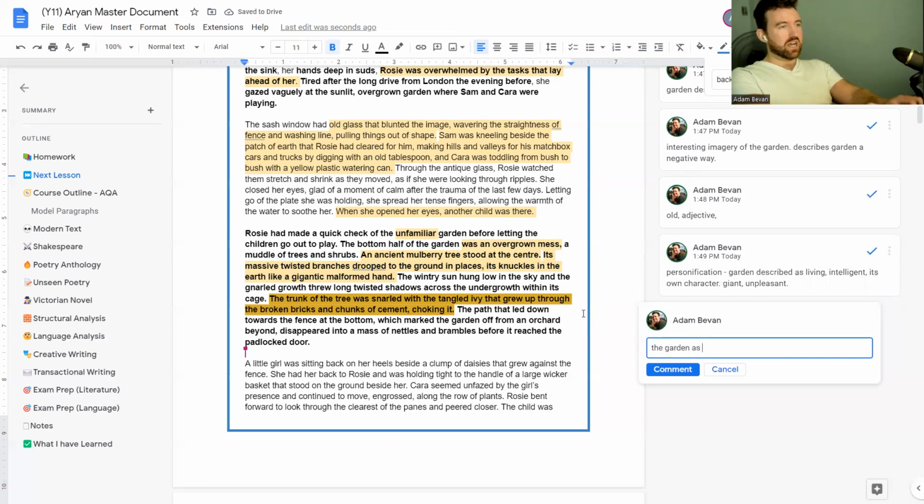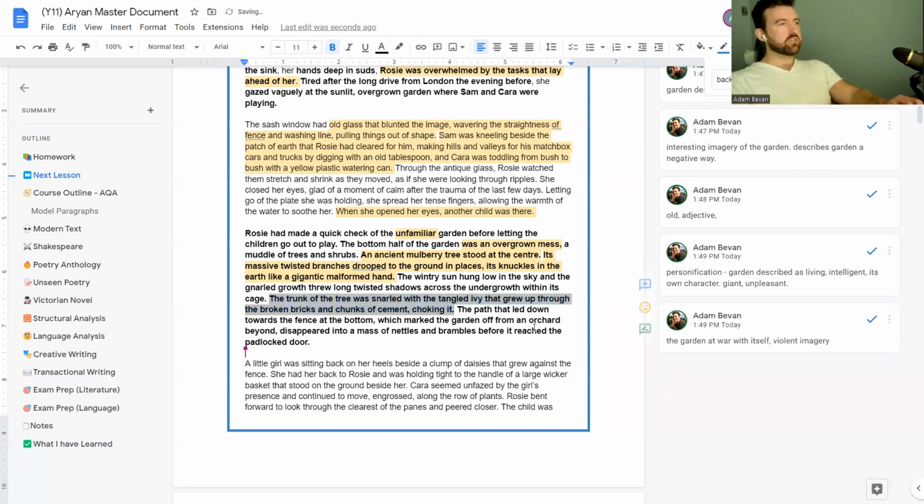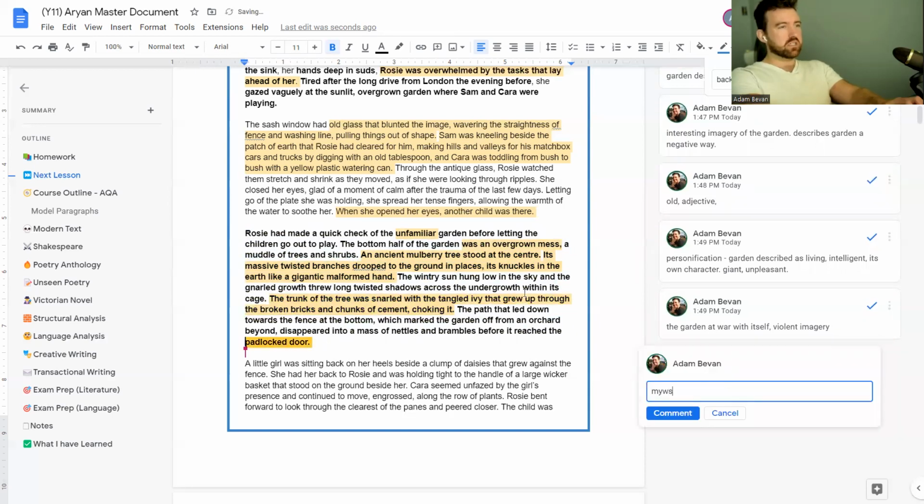The garden at war with itself. It's also very violent imagery as well. The path that led down towards the fence at the bottom, which marked the garden off from an orchard beyond, disappeared into a mass of nettles and brambles before it reached a padlocked door. So the padlocked door kind of symbolizes mystery and maybe even a prison, that sort of thing. Mysterious, prison, sinister, intimidating, that sort of thing.